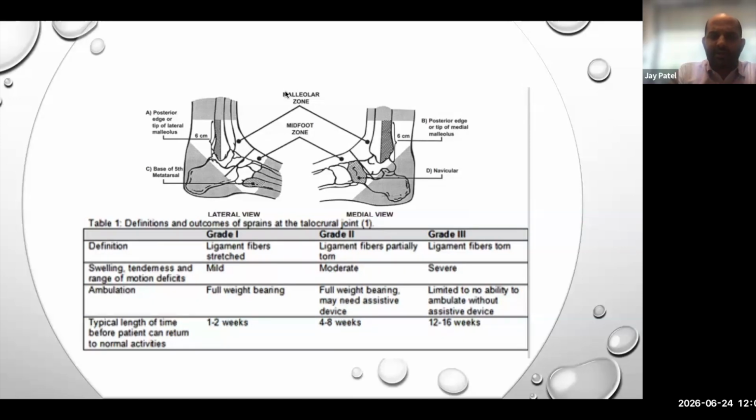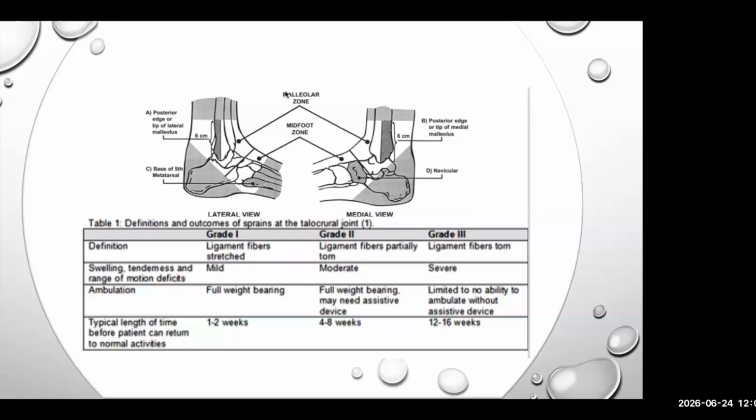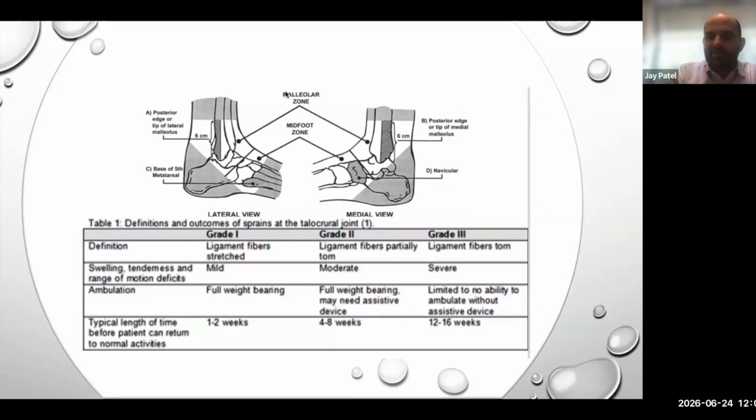If you look at the three different grades, grade one is mostly just the stretching of the ligaments. You can have microscopic tearing, but not necessarily any joint instability. They have mild swelling, some pain, but typically are able to fully weight bear. Grade two results in more partial ligament tear. They have joint instability as well, with pretty moderate swelling, pain, ecchymosis. And depending on what it is, they may or may not have difficulty with weight bearing.